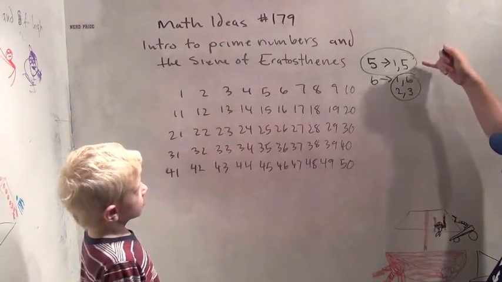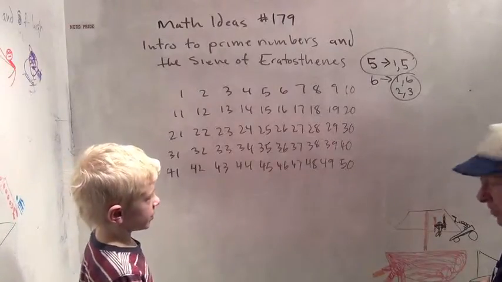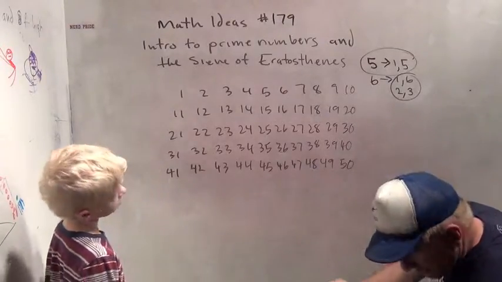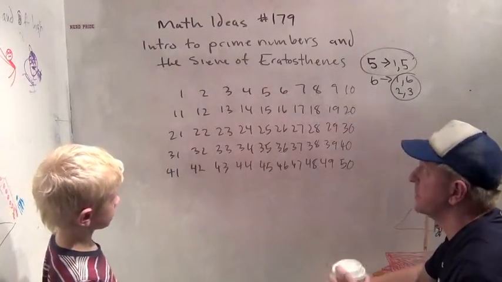The special numbers that only have 1 and the number that go into them are called, do you know? Prime numbers. Very good. They're called prime numbers. So we're going to see how you find some prime numbers.